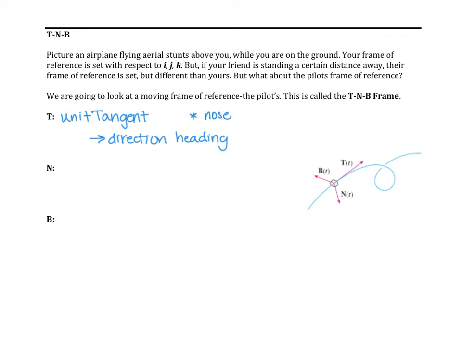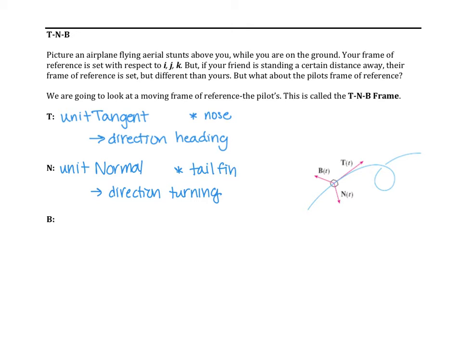Okay, and if we keep going with this analogy, N stands for the unit normal. Remember, a normal is something that's perpendicular to. So the normal is perpendicular to the tangent, or the unit tangent. And this is representative of the direction turning, maybe a particle. When we think about this in terms of the analogy of the plane, this would be like the tail fin. You can picture the nose of the plane and the tail fin of the plane are perpendicular to one another.